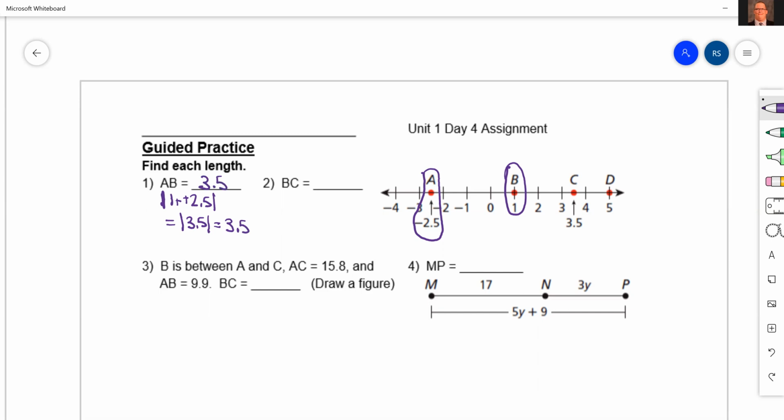Again, I said it earlier in the lesson, I'll say it again. Distance has to be positive. If you give me a negative distance, it'll be wrong. It's got to be positive.